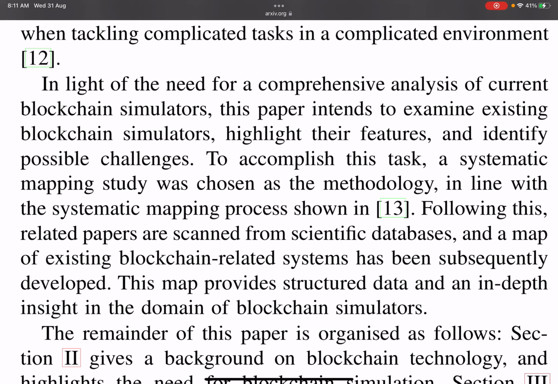To accomplish this task, a systematic mapping study was chosen as the methodology, in line with the systematic mapping process shown in 13. Now this is a reference paper. The way I'm saying कि तुम इस, जैसे मैंने खोला ये और मैंने कहा इस वैसे पेपर को तुम रेफरेंस ले लो, similarly इन्होंने कोई पेपर रेफरेंस में लिया है, and they've given the credit to that particular paper. They've cited that paper, right? Following this, related papers are scanned from scientific databases and a map of existing blockchain-related systems has been subsequently developed. This map provides structured data and an in-depth insight in the domain of blockchain simulators.